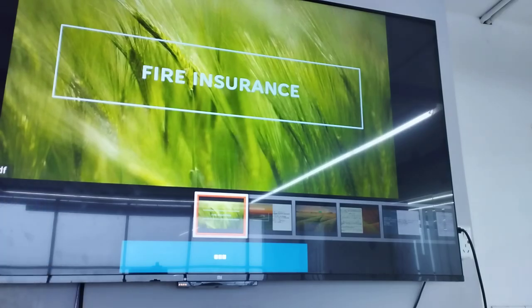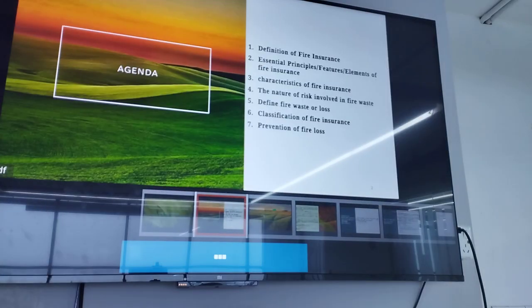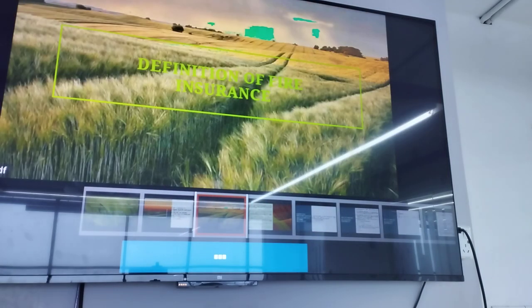Fire insurance. Talk about the definition of fire insurance, essential principal feature elements of fire insurance, characteristics of fire insurance, the nature of risk involved in fire waste, define fire waste or loss, classification of fire insurance, prevention of fire loss.